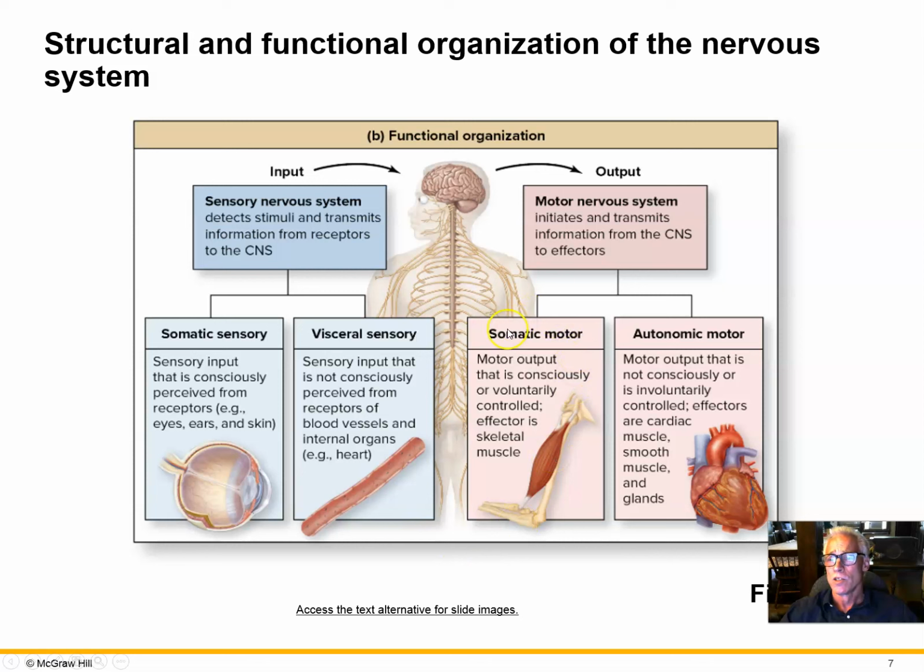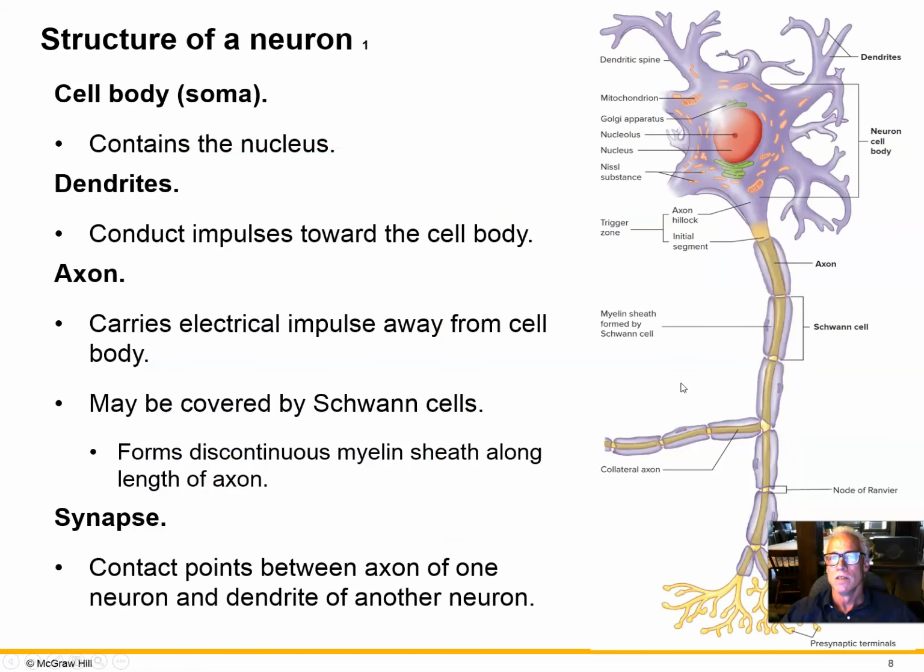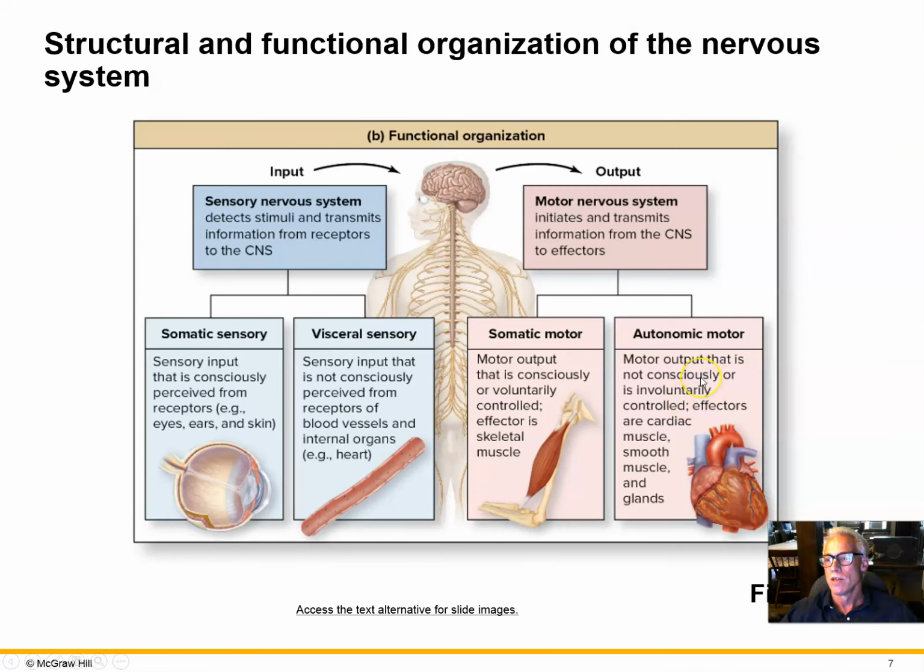About output, the somatic motor division specifically is the control of the skeletal muscles. Those are the voluntary commanded effector organs, and the autonomic motor divisions control the organs and glands. We'll talk a lot more about those towards the end of the chapter.